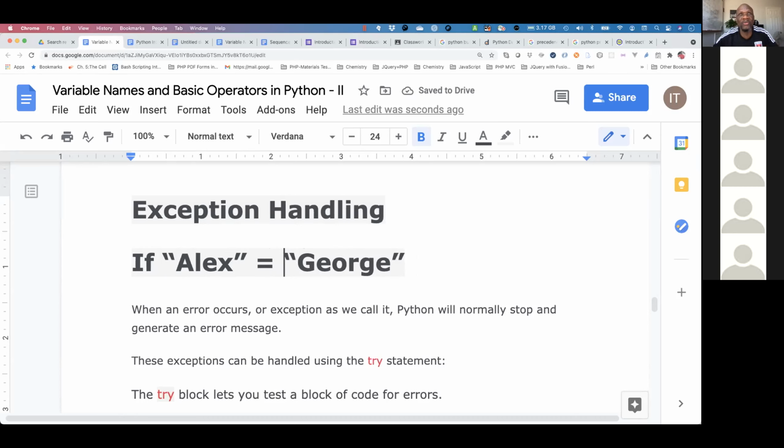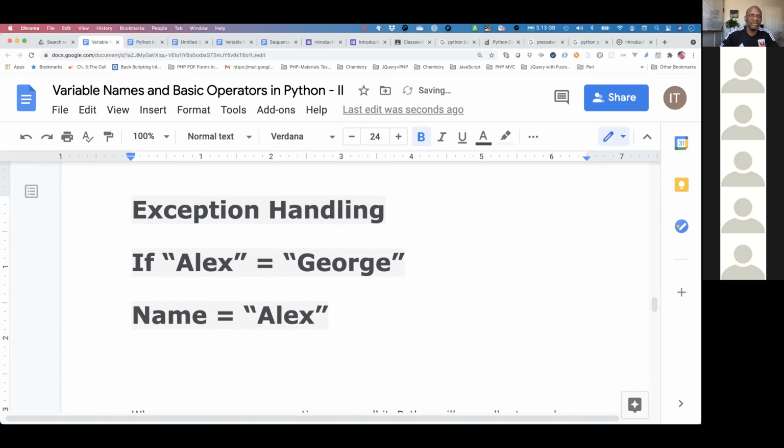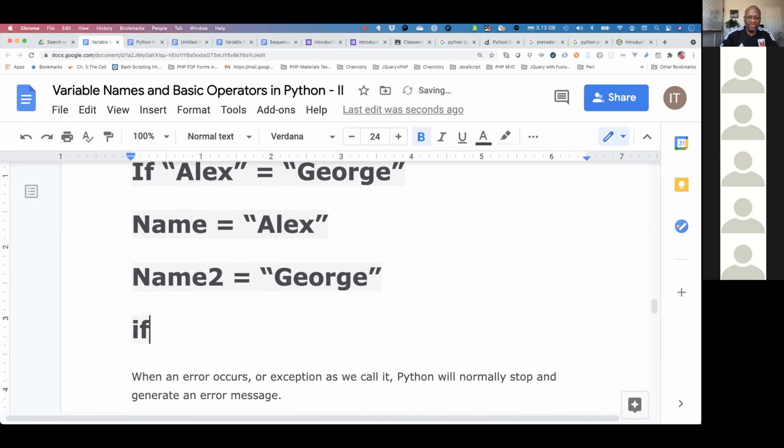Normally, you want to assign, let's say here, look, you say name 1 is Alex, right? That's assignment, okay? And then I say name 2 equals George, right? You see that? And then I can say if name 1 equals name 2, then we ask, is it true or false? And of course, we know it's not true.